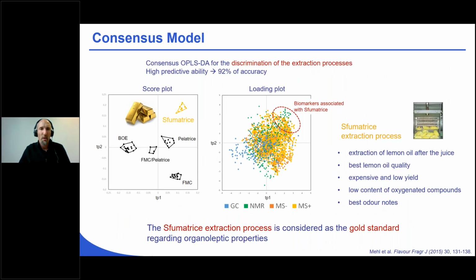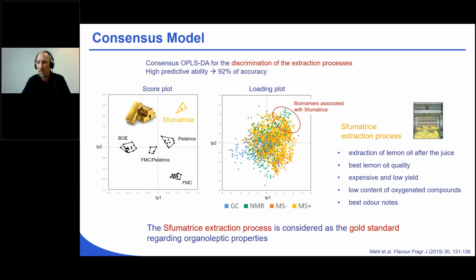And at the end of the study, our colleagues at Firmenich told us that they were really interested in the spumatrice quality of oil, because for them it's the gold standard in terms of organoleptic properties. But of course it's expensive, and it's the process that takes the longest. So they wanted to assess what were the chemical characteristics of these samples.